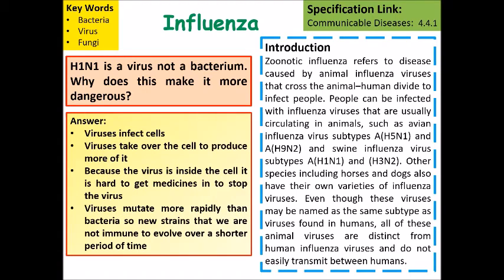So, some of your answers might focus on the fact that viruses infect cells. Viruses take over the cells to produce more of it. Because the virus is inside the cell, it is hard to get medicines inside of them to stop the virus. And viruses mutate more rapidly than bacteria, so therefore new strains that we're not immune to can evolve over a short period of time.